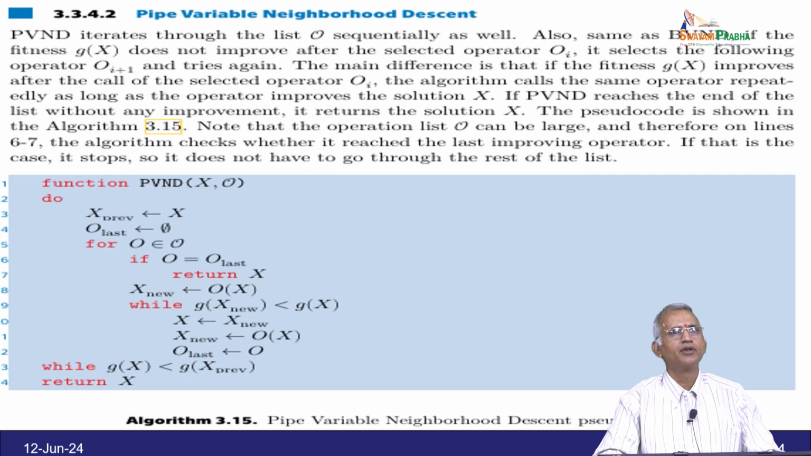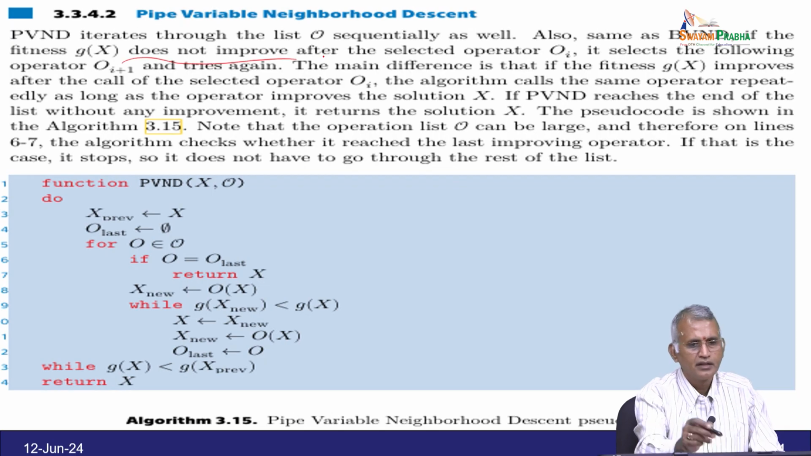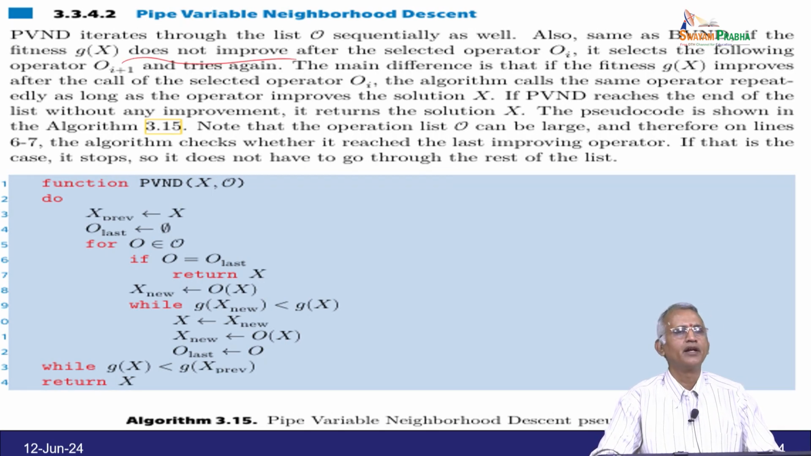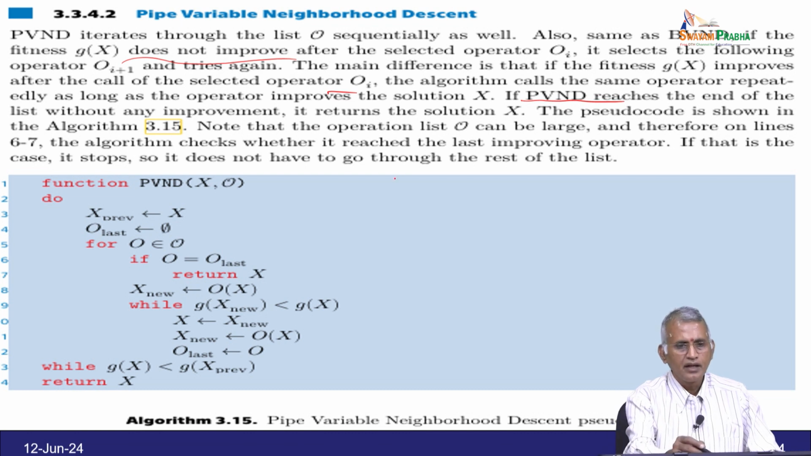Next, pipe variable neighborhood descent, that is PVND, iterates through the list O sequentially as well, same as BVND. If the fitness g of x does not improve after the selected operator O_i, it selects the following operator O_{i+1} and tries again. The main difference is that if the fitness g of x improves after the call of the selected operator O_i, the algorithm calls the same operator repeatedly as long as the operator improves the solution x. If PVND reaches the end of the list without any improvement, it returns the solution x.